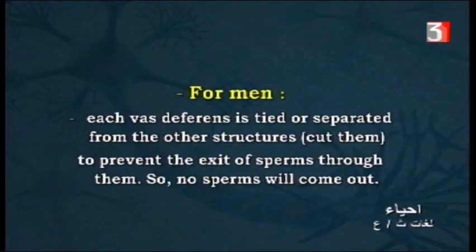For men, each vas deferens is tied or separated from the other structures, or cut, to prevent the passage of sperms through them, so no sperms will come out.